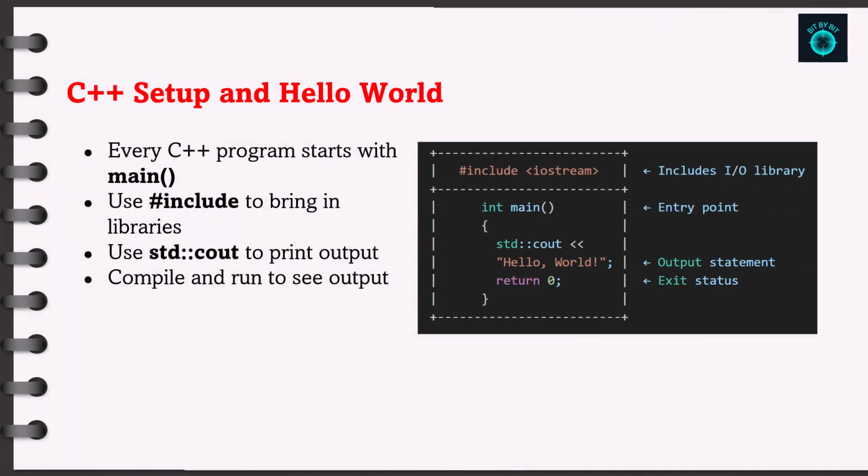C++ setup and hello world. Let's now write your first C++ program. The basic structure starts with the main function. This is where your program begins. We use #include <iostream> to include the standard input-output stream library. This allows us to use std::cout, which is used to print text to the screen.